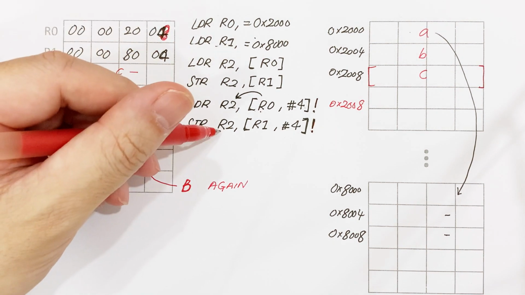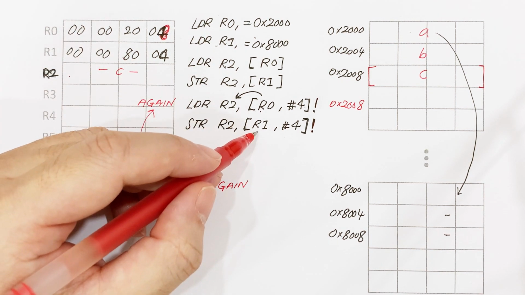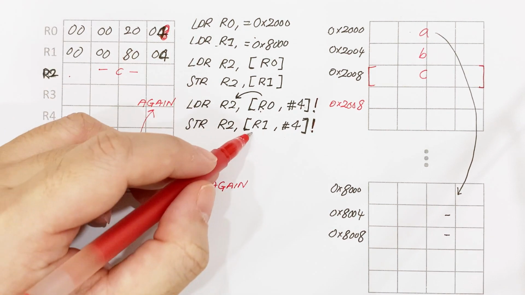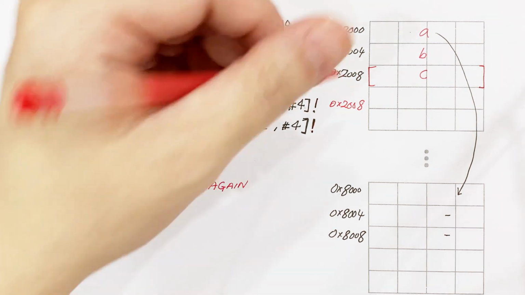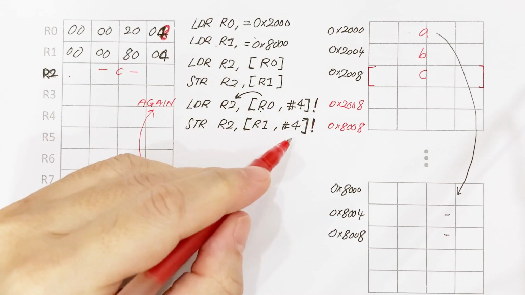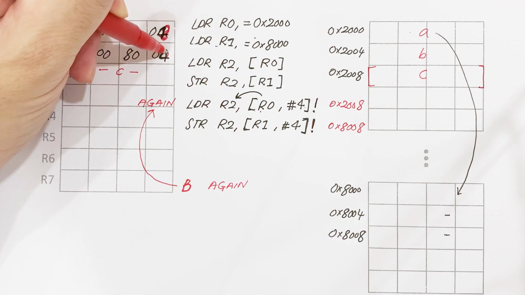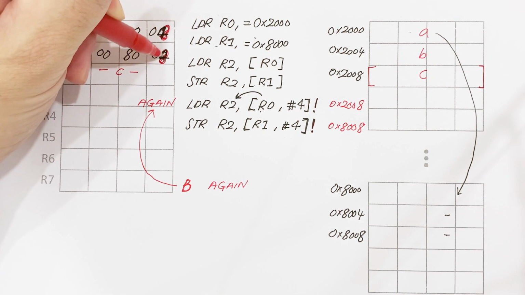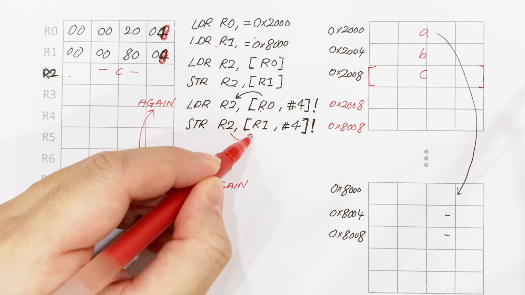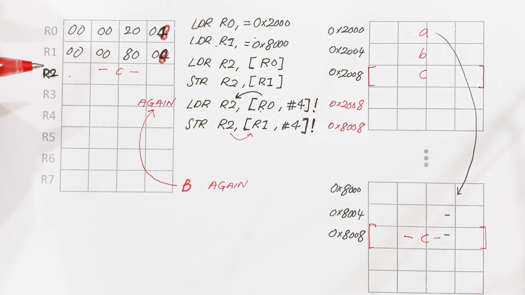Then we have to store register 2 back to the memory. So again, the address is given by register 1, which is 8004, which we modified just now. We add 4, so the new address is 8008. So again, with the pre-index, this value will be changed from 8004 to 8008. And at the same time, the data has been stored into the location 8008.